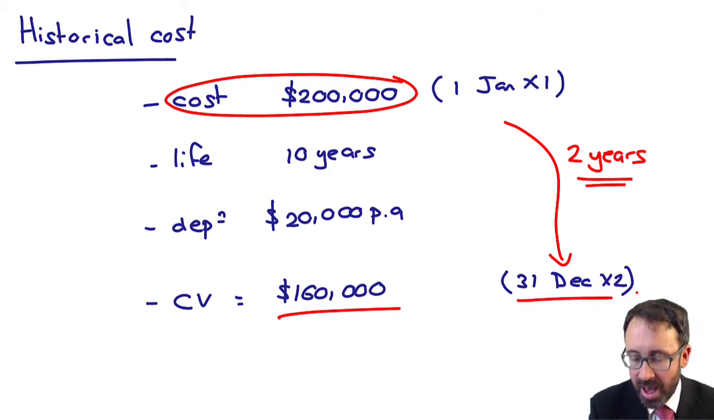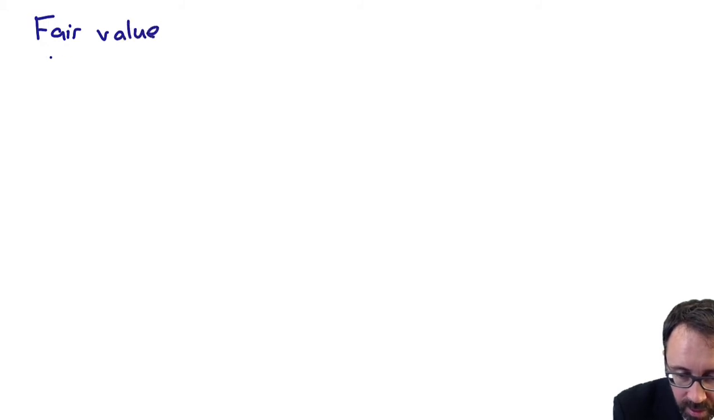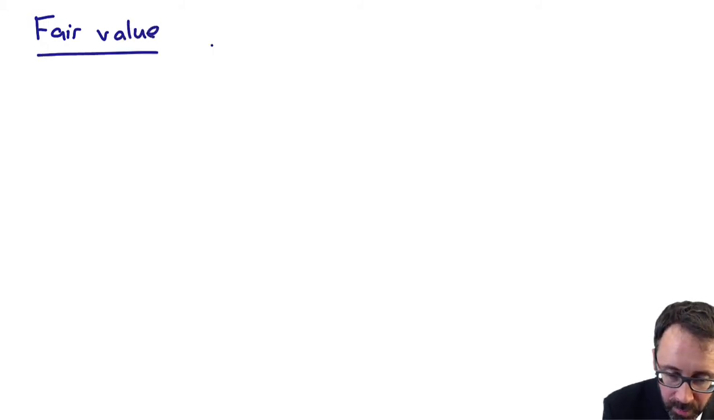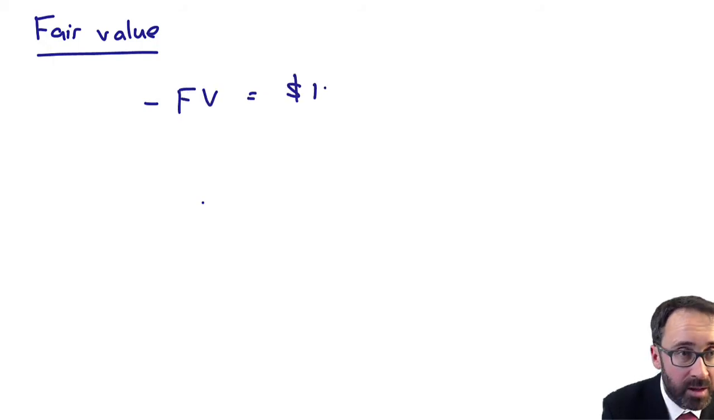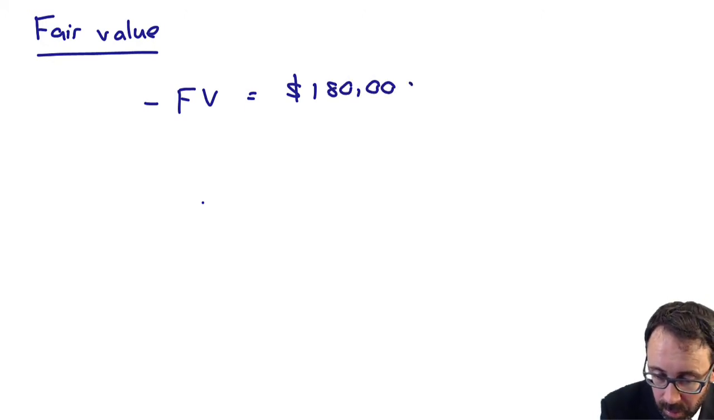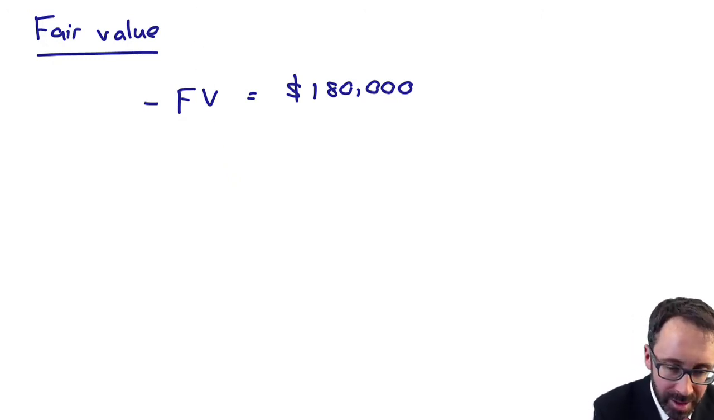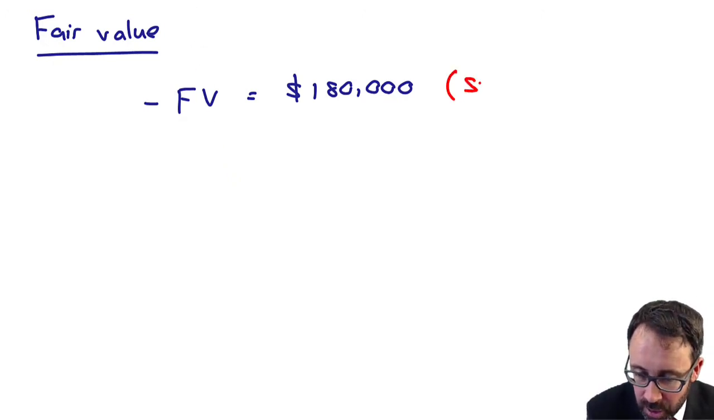So what we're saying is, you've got an historical cost of 160 at the 31st of December 20X2. That was 2 years ago. If we look at the fair value, it could be that the fair value today is, what should we say, 180,000? If that's the case, that is what you would then show on the statement of financial position.